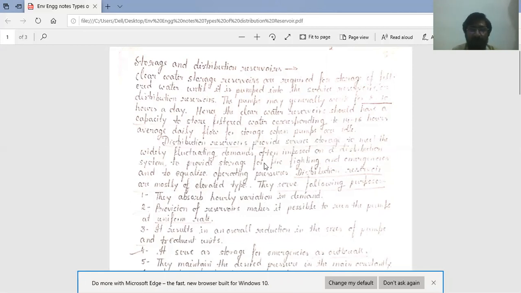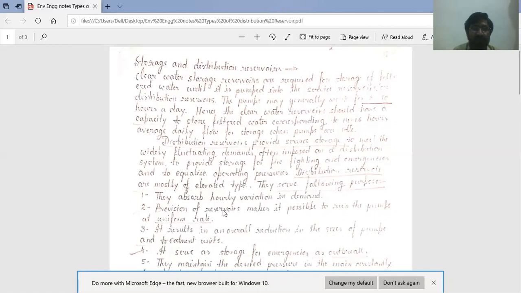Distribution reservoir provides service storage to meet the widely fluctuating demands often imposed on the distribution system, to provide storage for firefighting and emergencies, and to equalize operating pressures. Distribution reservoirs are mostly of elevated type, elevated tanks. They serve the following purposes.